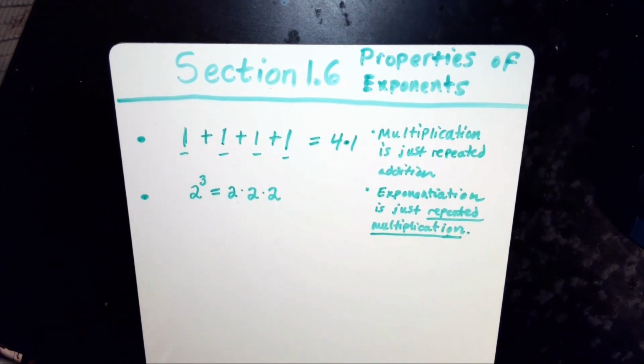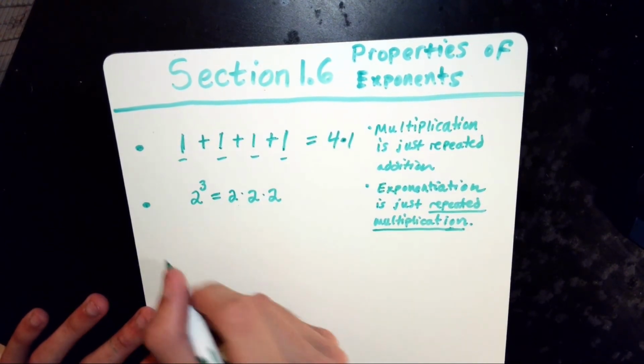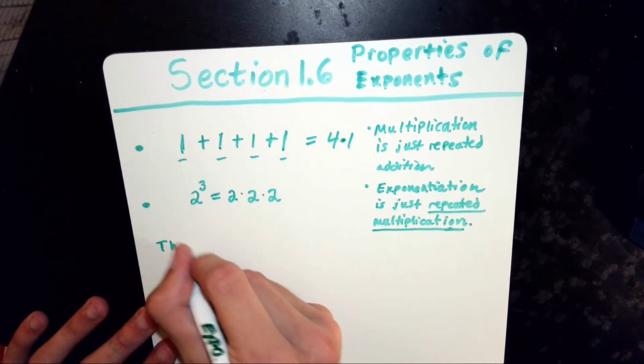So the next thing we should talk about is the first property that we're going to go over. The first property is usually called the product rule.